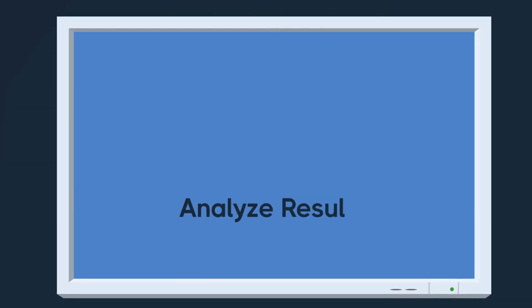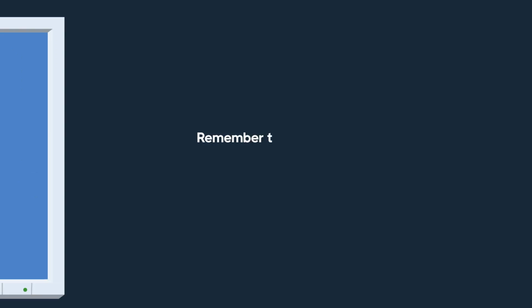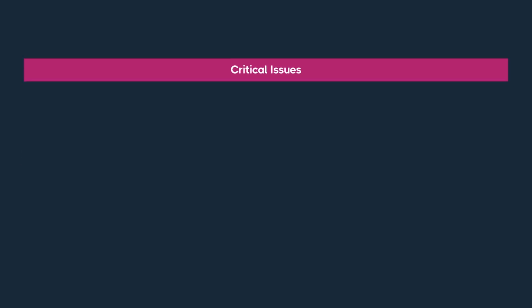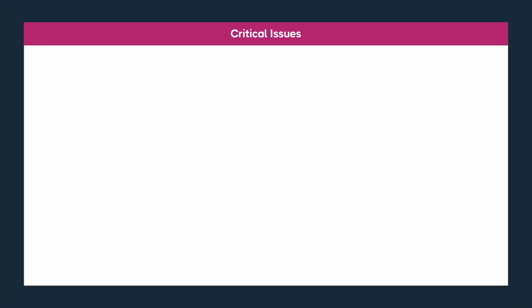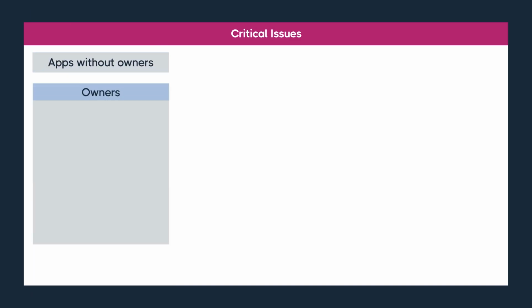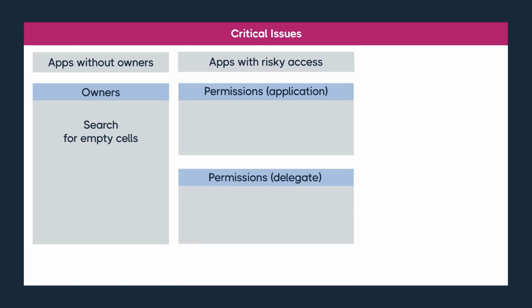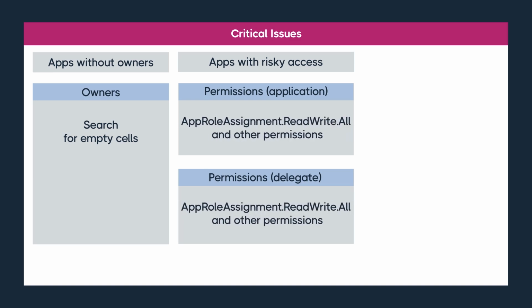It's time to investigate the issues. Remember that to fix them, it is still necessary to intervene manually from the Entra ID portal or through PowerShell. You can identify the issues that need to be fixed from the Excel file. To identify apps without owners, inspect the Owners column, searching for empty cells. To spot apps with risky access, examine 2 columns, Permissions, Application, and Permissions, Delegate, searching for App Role Assignment, Read Write, All and Other Permissions.